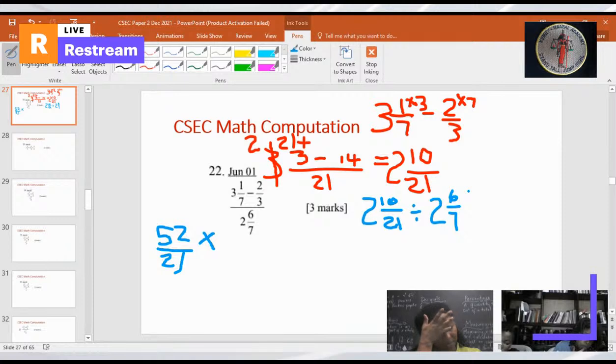Is that what I'm to write? No, I'm to invert it. Yes, miss, you have to invert. So what should I write? The invert means to flip, sir. You're going to flip it. So you're going to write 7 over 20, miss.